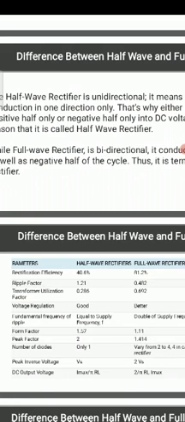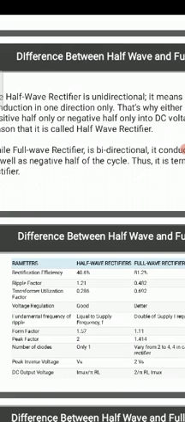And in that 50%, approximately 10% is lost due to diode resistance, load resistance and transformer resistance. So the rectification efficiency is only 40.6%.